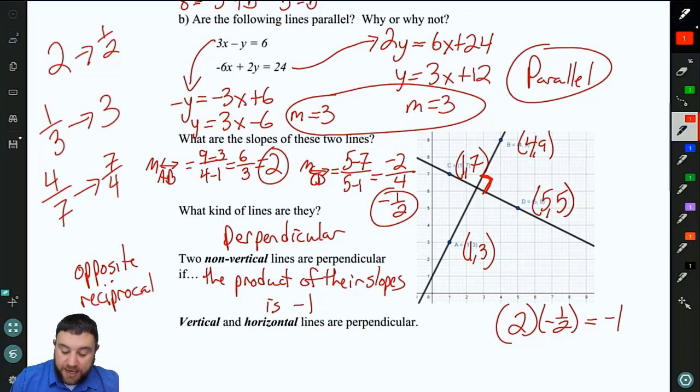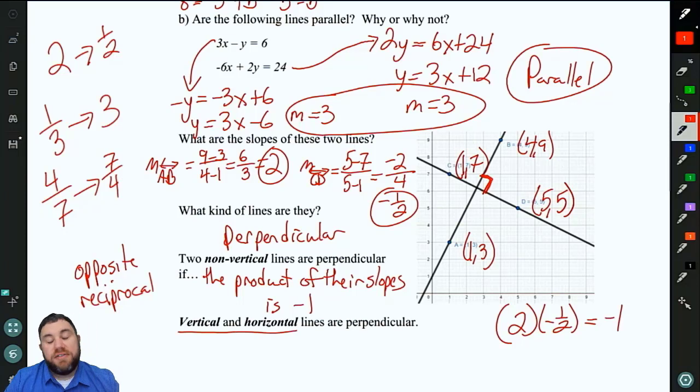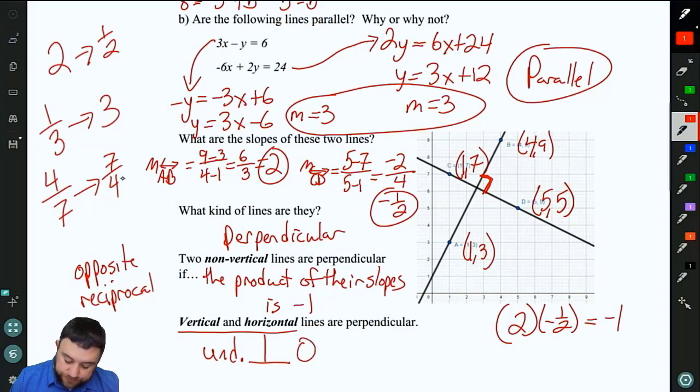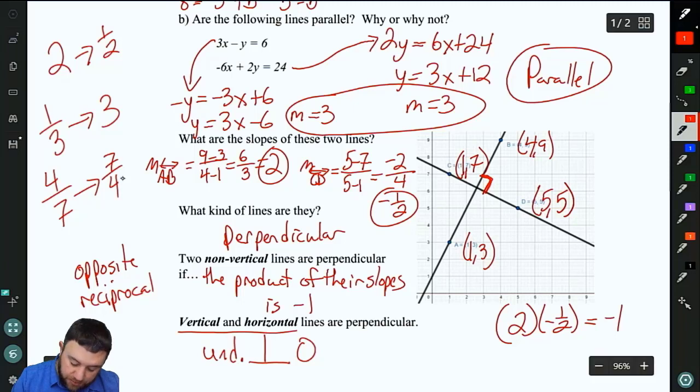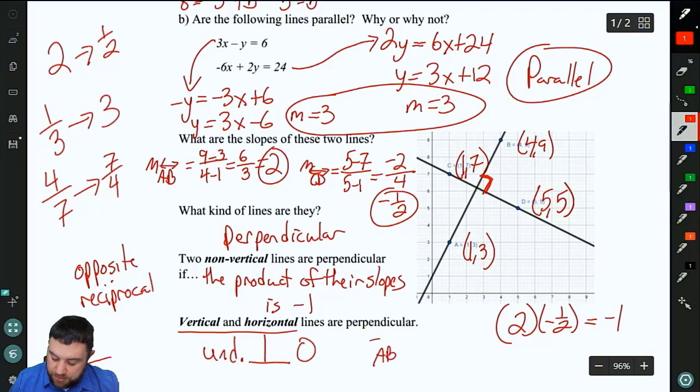And then, just like we had that extra condition for parallel, if you have a vertical line and a horizontal line, then those are going to be perpendicular. And that's because undefined slope is perpendicular to 0 slope. Just as a note, it's been a while since you've seen this, but the upside down T, that is the symbol for perpendicular. So in this statement, we could say that AB is perpendicular to CD. That's our shorthand for writing that.